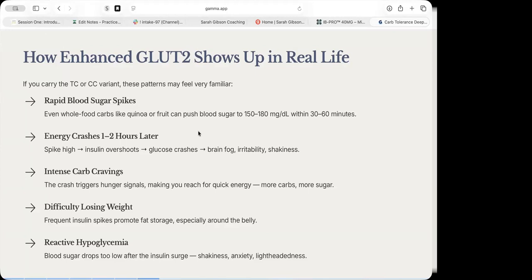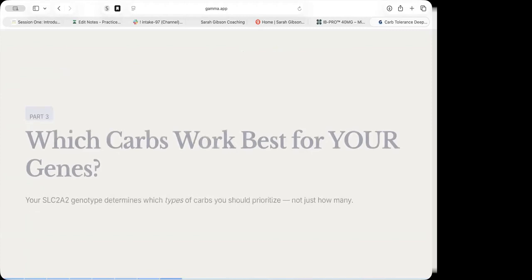And then we start to see this signal of more carbs, more sugar, more spikes. And frequent insulin spikes promote fat storage because remember, insulin is a signaling hormone. Not only is it a delivery hormone, it becomes a signaling hormone, and high insulin is signaling to the fat cells it's time to grow. And then we get that reactive hypoglycemia where blood sugar drops too low after the insulin surge, and people get shaky and anxious and lightheaded and all those fun things.